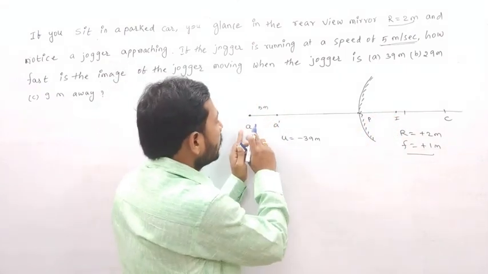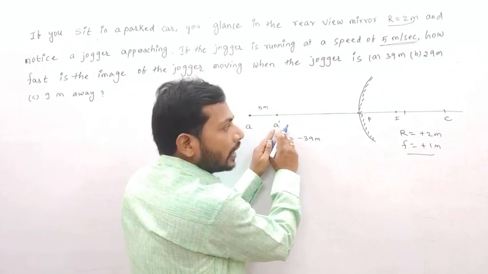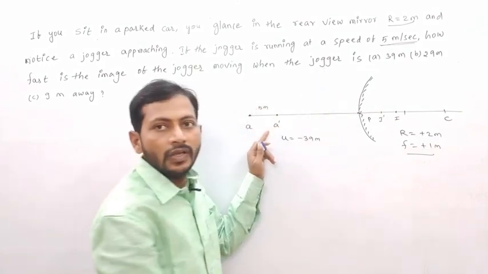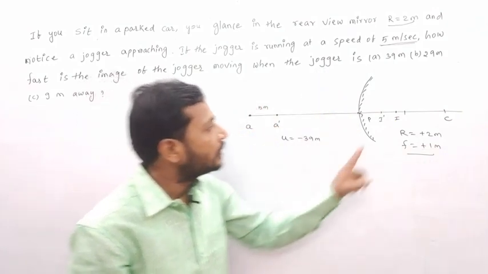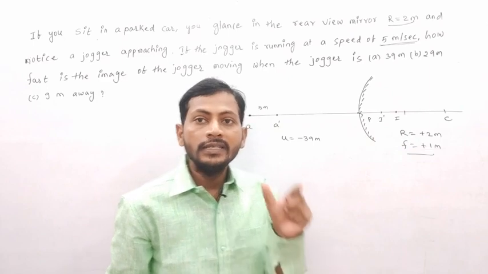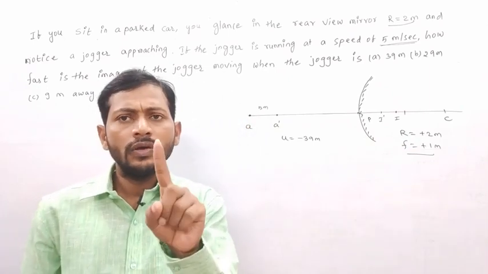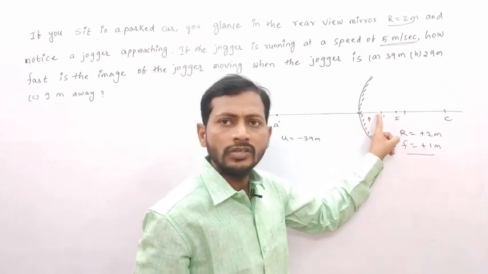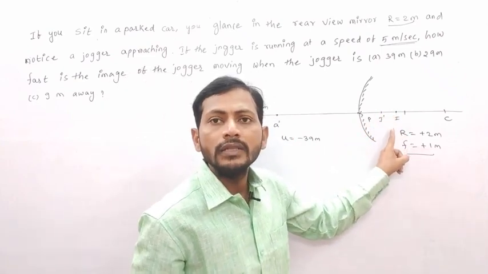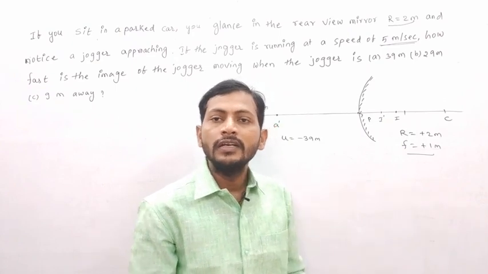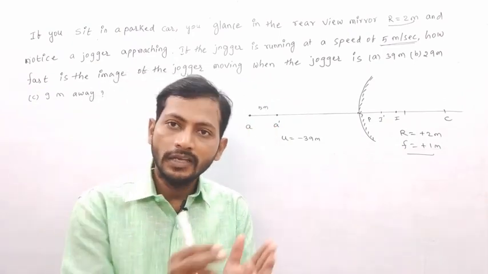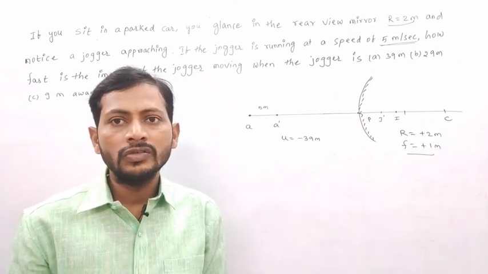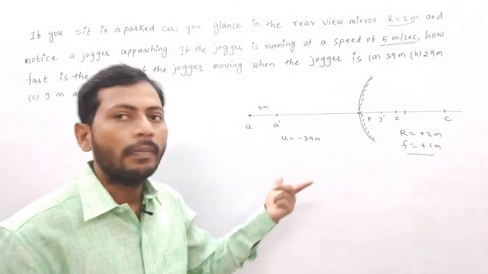When the object comes to A dash, the image position I have to find is I dash. What does I dash mean? This is the distance traveled in 1 second by the object, and this is the distance also traveled in 1 second, but by the image. According to the definition, the distance traveled by the image in 1 second is called the speed of the image. I hope you understood my concept. Now please try to apply that.